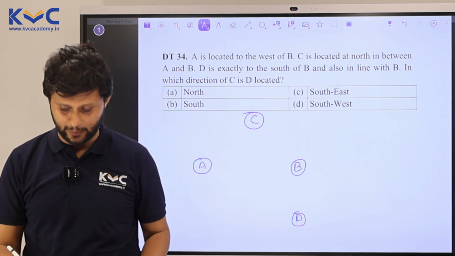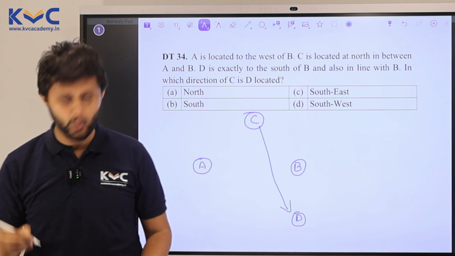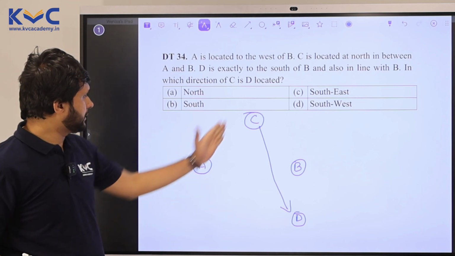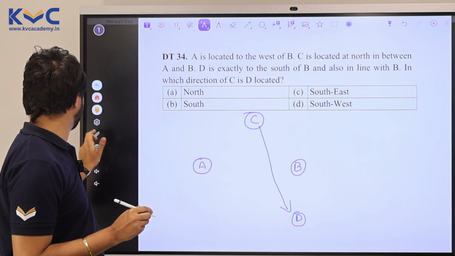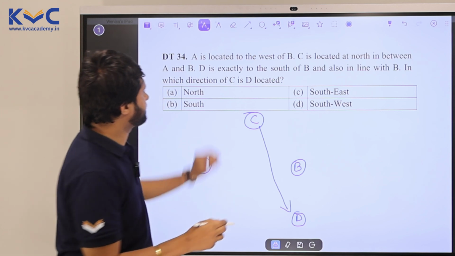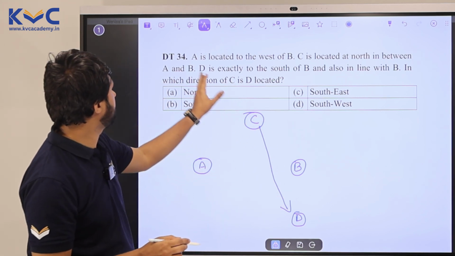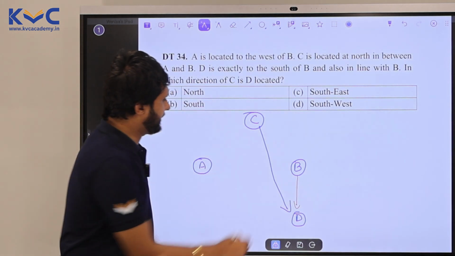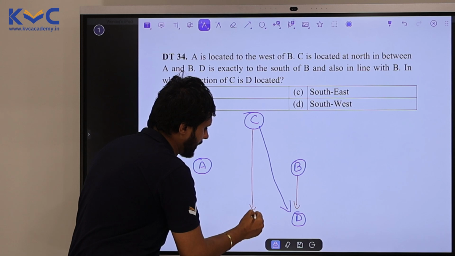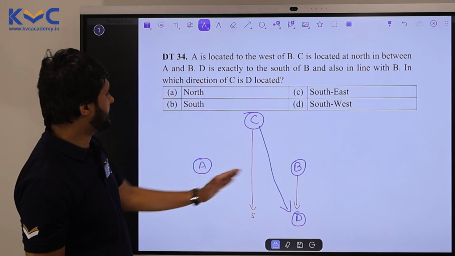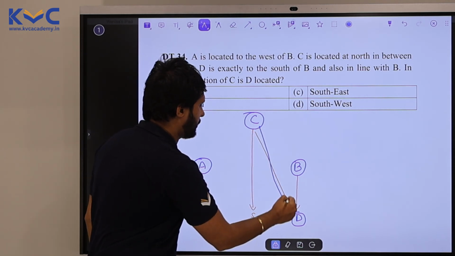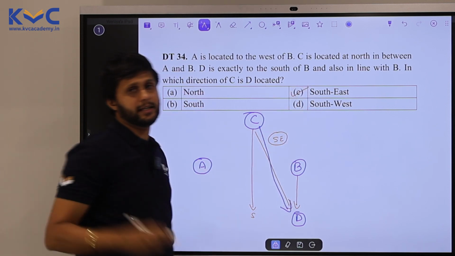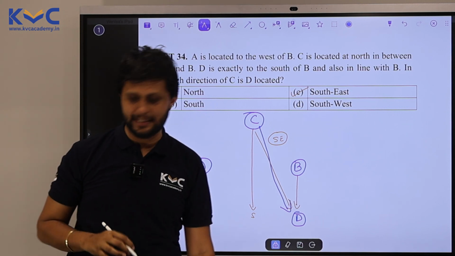Okay, we'll have to see from C, and D if you see down over here. Correct? Okay, so it is not directly down. See, D was exactly to the south of B. This is exact down, and this was in the middle. So if you see straight down over here, this would have been south. Now this is which side? From here to here will be south, and this is east side. Answer is southeast, which is there in option C.